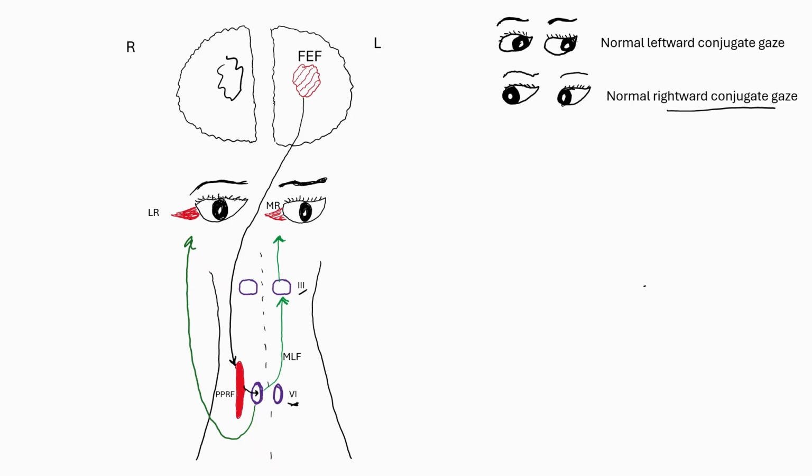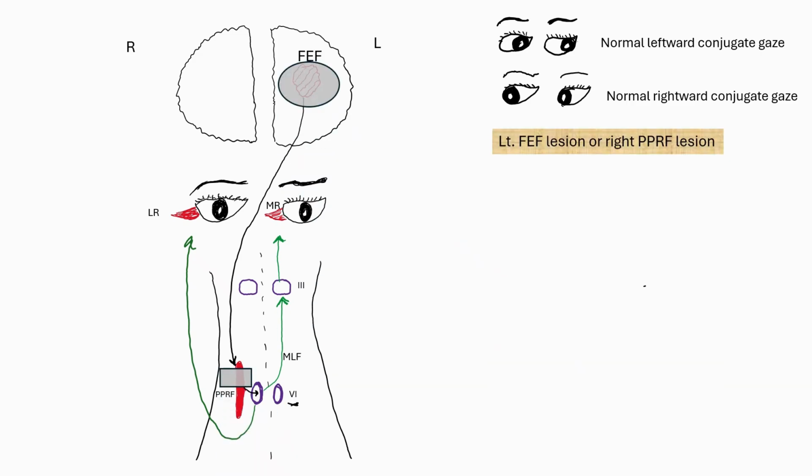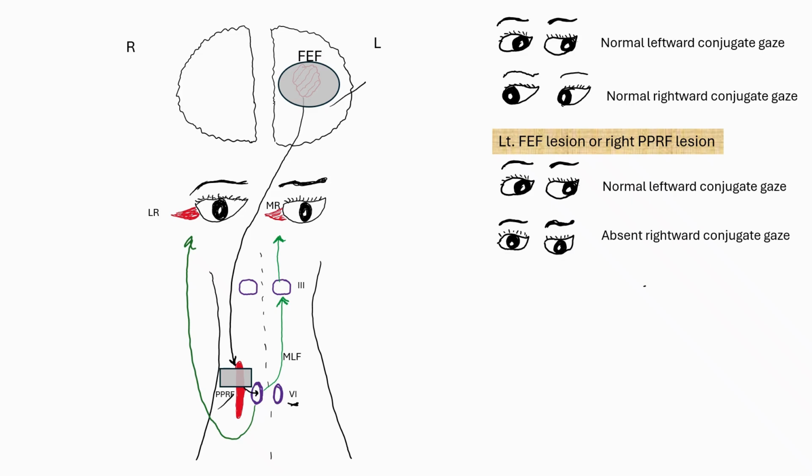All right. Now, what would happen when we have a lesion in the frontal eye field area or the PPRF? We just discussed the axis in relation to the rightward gaze. So if the left frontal eye field area is damaged or the right-sided PPRF is damaged, then we can look normally towards the left side, but we cannot look towards the right side. So there will be an absent rightward conjugate gaze, as you can figure out from this picture itself.